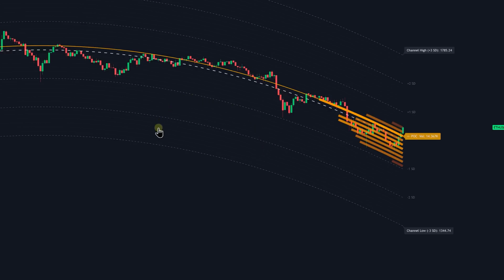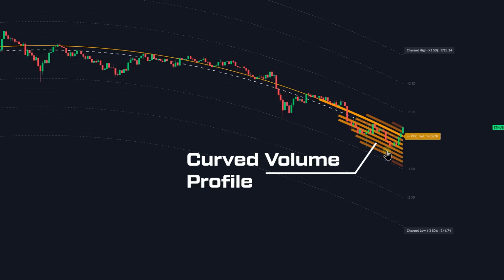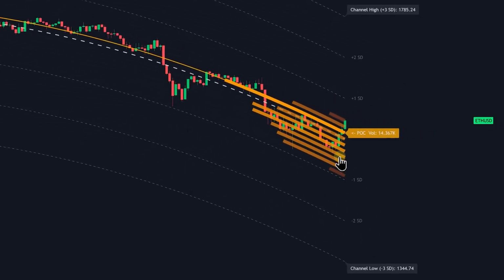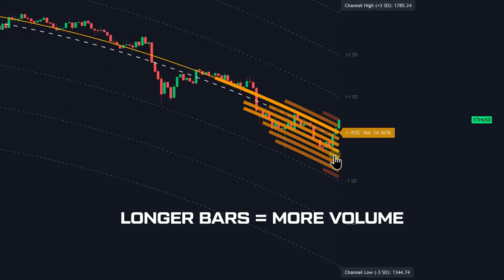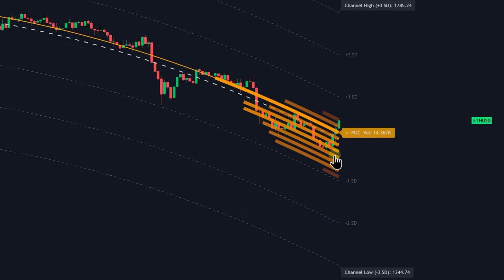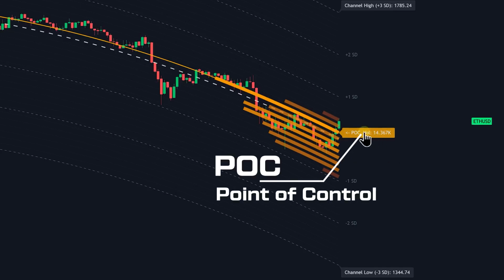The third component is the curved volume profile. This is the orange profile you see on the right side of the channel. The bars show where volume is concentrated inside the regression structure. Longer bars mean more volume traded at that level, while shorter bars mean less volume traded at that level. This is useful because volume tells us where the market spent the most time and where traders showed the most interest.